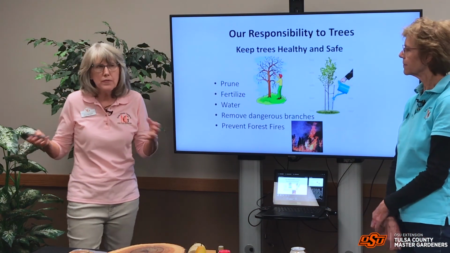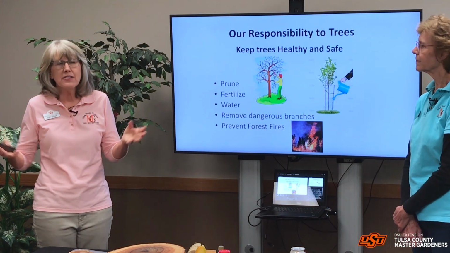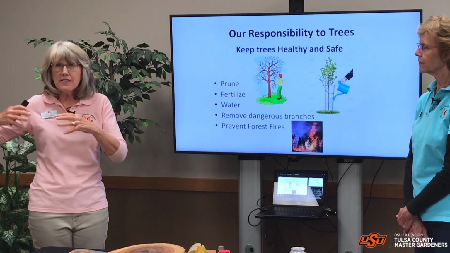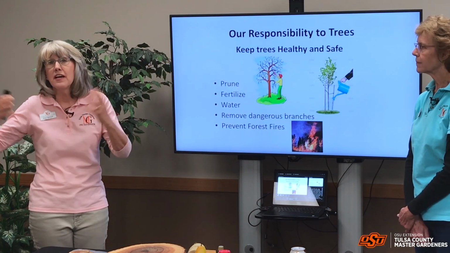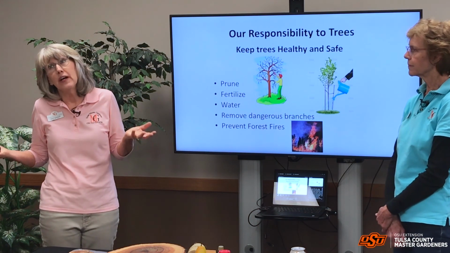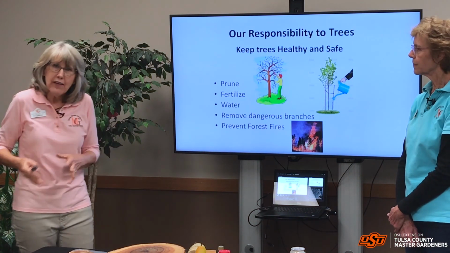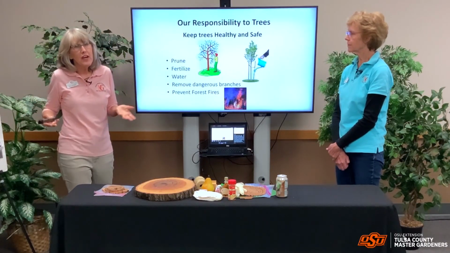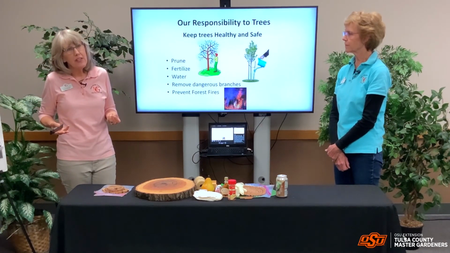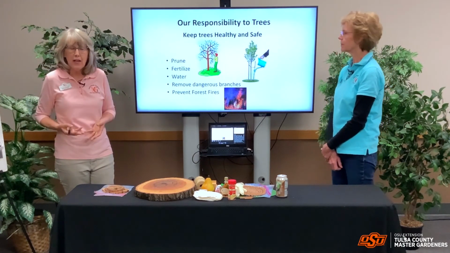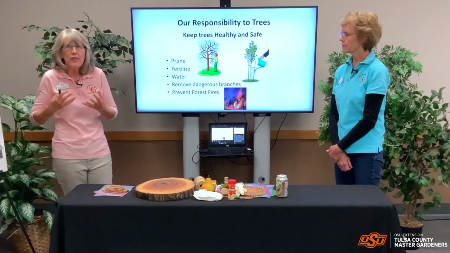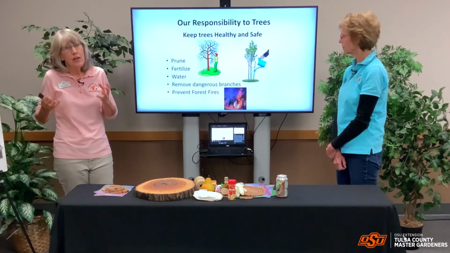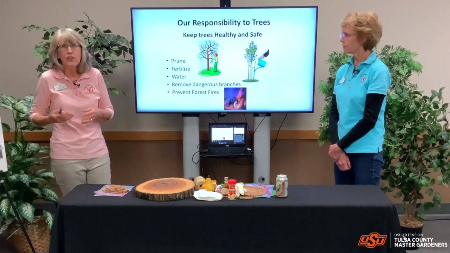And remove damaged branches. Oklahoma tends to have ice storms and we have branches that get damaged by ice. Those trees, if they're not pruned and taken care of, then insects and disease can go into those crevices and then the tree cannot continue to grow healthily. So you need to have that pruned off to take care of the trees. And prevent forest fires. Forest fires kill many trees every year and it also harms the animals that are living in that area. So we have to be cautious and careful when we use fires. So we want to help prevent forest fires and take care of our trees that way.